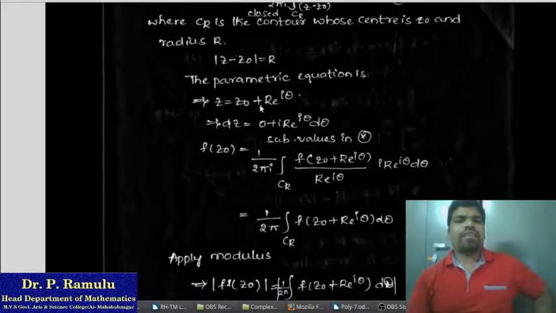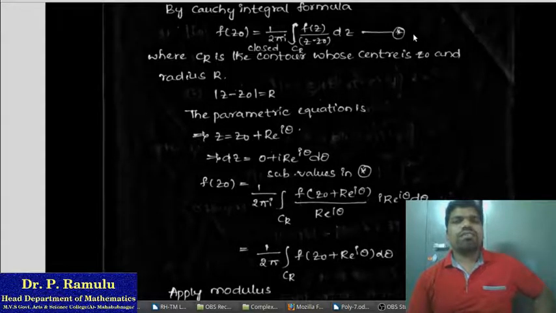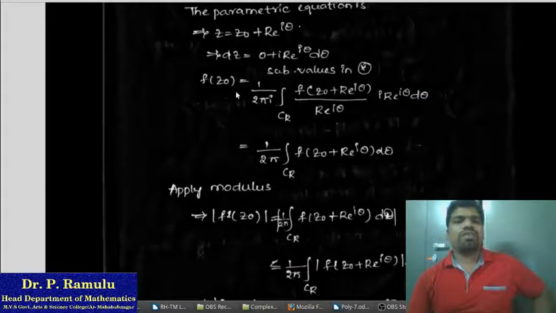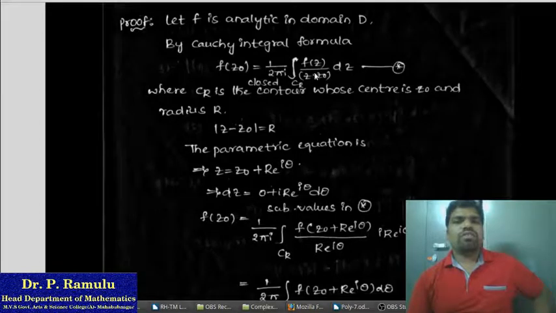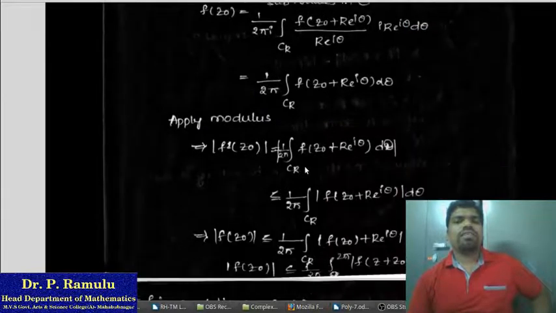If I take it like this, dz equals 0 plus i r e power i theta d theta. By substituting this value in the given star, we get f(z0) equal to 1 by 2 pi i integration over CR of f(z0 plus r e power i theta) by r e power i theta into i r e power i theta d theta. So simply I am substituting z minus z0 as r e power i theta, f(z) as f(z0 plus r e power i theta), and dz as i r e power i theta d theta.